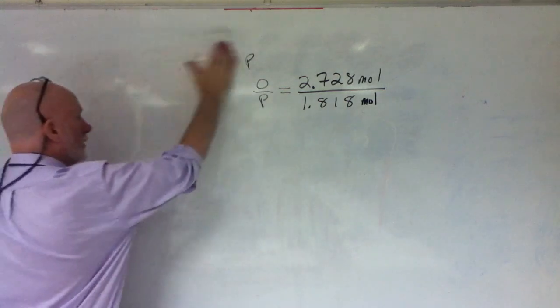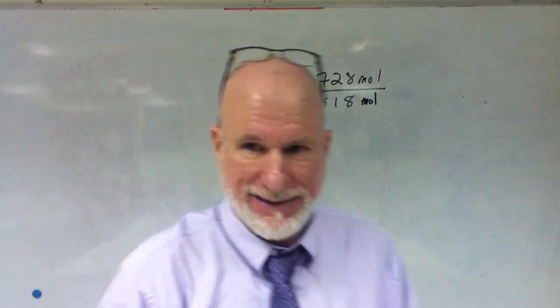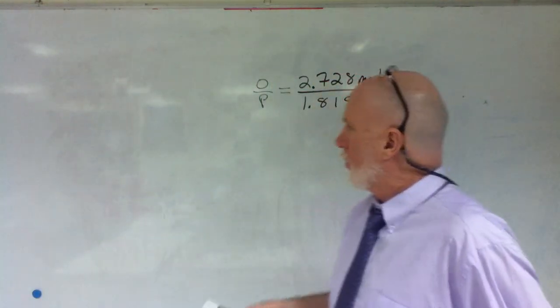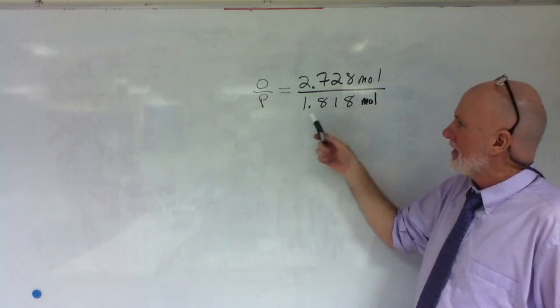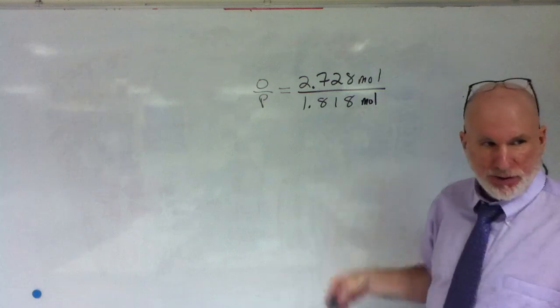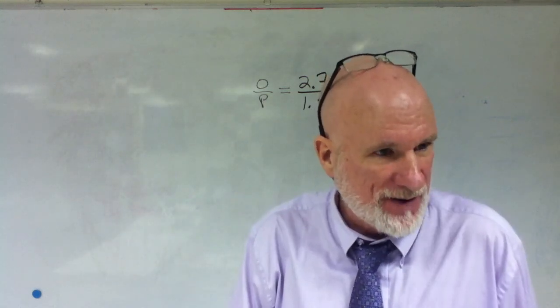Okay, now, to three decimal places, what is 2.728 moles divided by 1.818 moles? 1.500. Okay, 1.500.